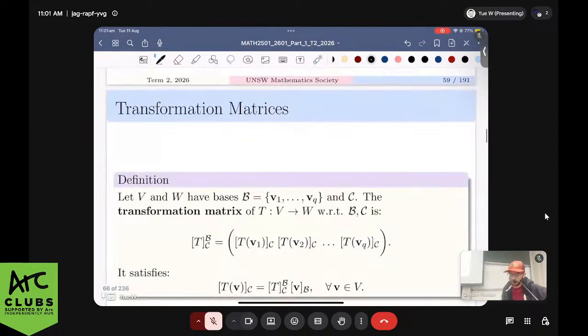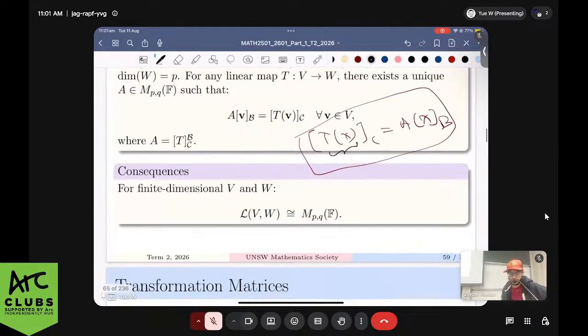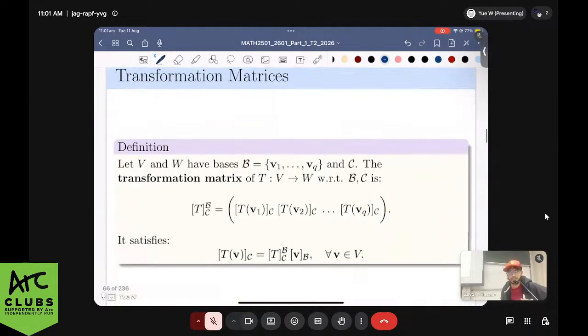Okay. Then there's this idea of a transformation matrix. This matrix A has a nice form. If you have a basis v1 up to vn, then [T]_BC is just T of each basis vector here, and you take the coordinate vector of that with respect to the codomain's basis.